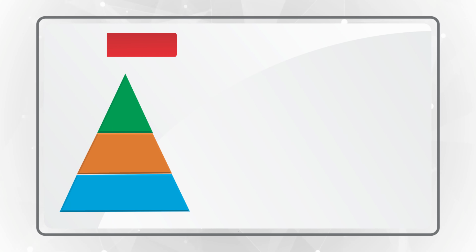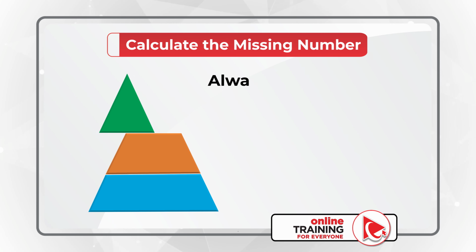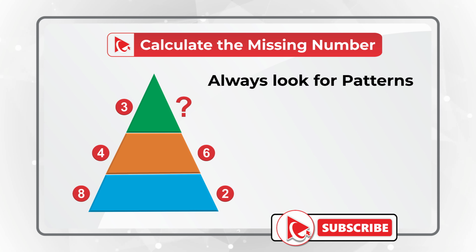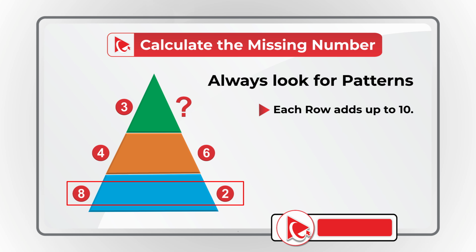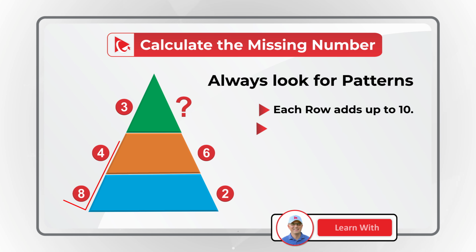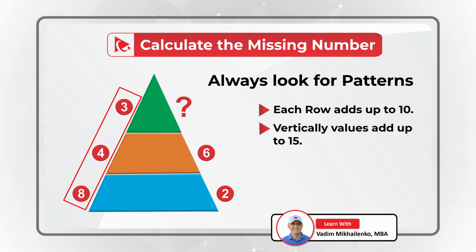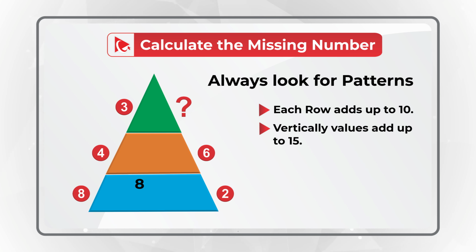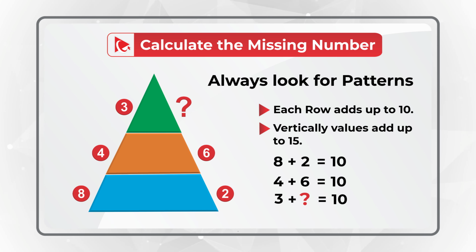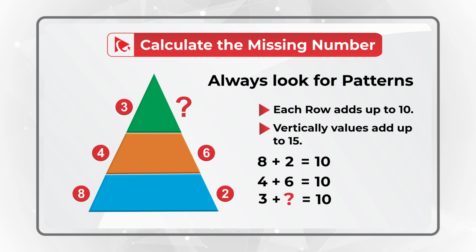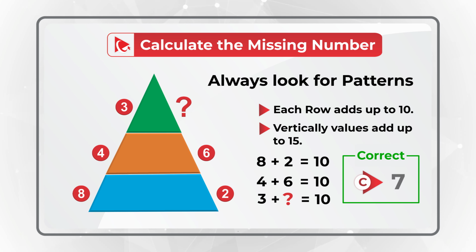I keep repeating it on this channel, but the fundamentals are solid. You need to always look for patterns in these types of questions. And there are actually 2 patterns here. The first pattern is that each row adds up to 10, and vertically values add up to 15. So for example, if we add 8 plus 2, that would be equal to 10. 4 plus 6 would be equal to 10. And 3 plus the missing number would also be equal to 10. So the correct answer here is choice C, 7.